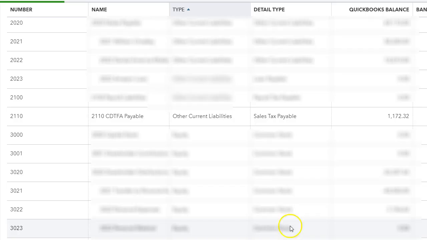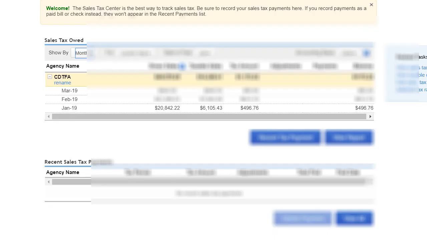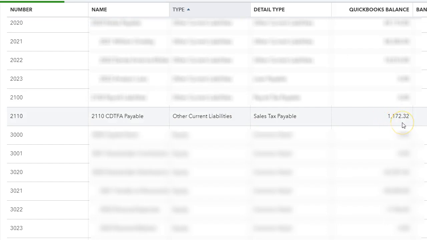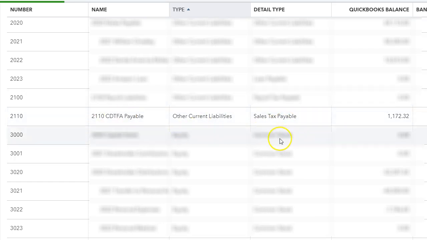Give me one moment. So I apply the payment to that 60.80 invoice, and now the amounts are the same. Let me just go to the tax center. As you can see, 1172.32 and 1172.32. So I just want you to be aware that if your tax center amount is different than your register on the balance sheet, it's because of that. You may have open invoices that have not been paid, so QuickBooks will not consider those as taxes due yet.